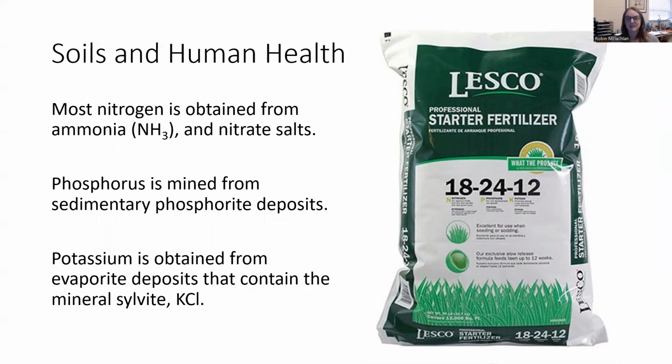And you could have guessed it, right? But every single one of these elements has to be gathered from a geologic material. So most nitrogen is obtained from ammonia and nitrate salts. Phosphorus is mined from sedimentary phosphorite deposits. Potassium is obtained from evaporite deposits that contain potassium salts, like the mineral sylvite. Right? So we take nutrients out of the ground through agriculture, through eating food. We have to put those nutrients back into the ground by mining something somewhere else and moving it to the depleted soil.